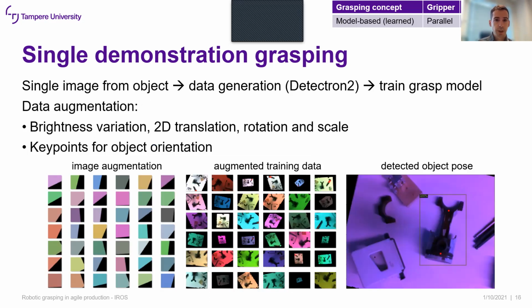The data generation can be seen here. So as I said, we take a single image of an object and then augment this data, where we include changes in brightness, translation, rotation, and scale. And in addition, we use key points on the objects for the orientation of the objects. The data set can then be seen in the middle bottom image as an example.